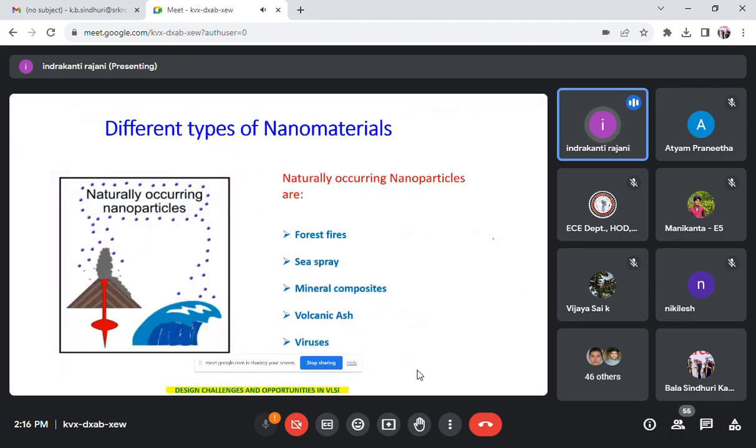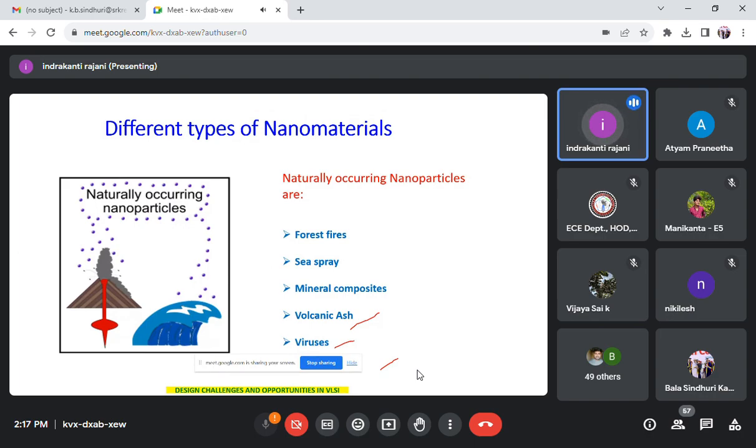So now, different types of nanomaterials. What are the different types of nanomaterials? We can see naturally occurring nanoparticles, like forest fires, sea sprays, mineral composites, volcanic ash, and viruses. Virus, I think all of you know about viruses nowadays, because we have gone through a tough phase for a couple of years because of this virus. So they are naturally occurring nanoparticles.